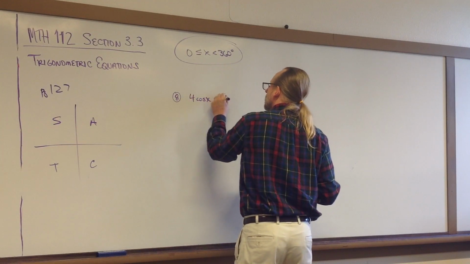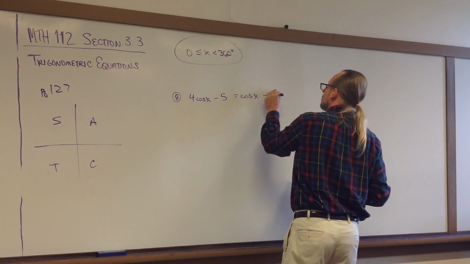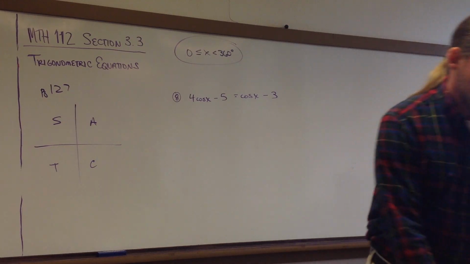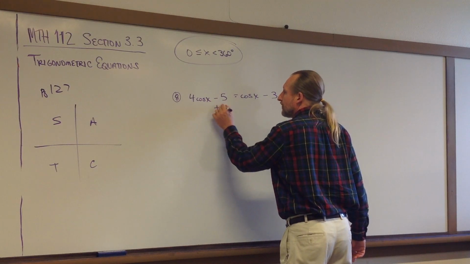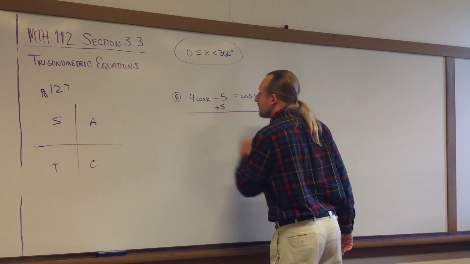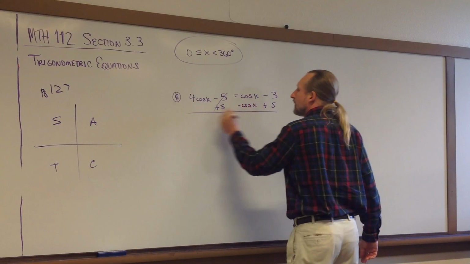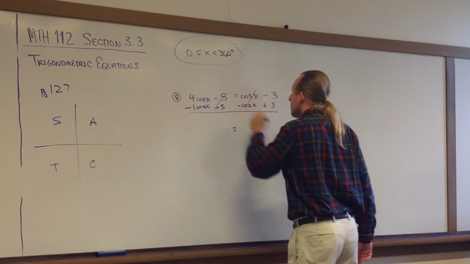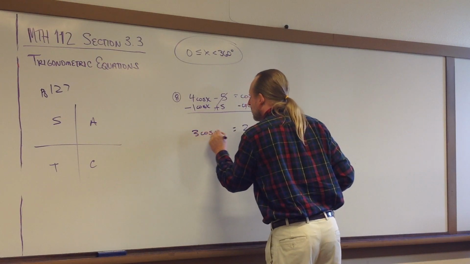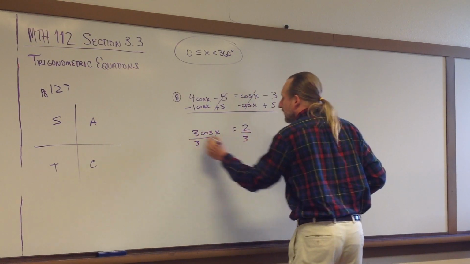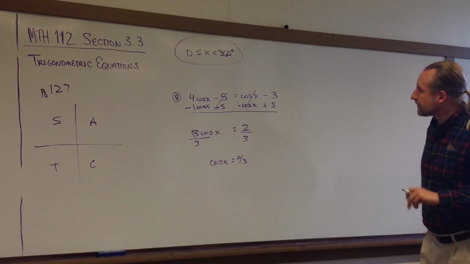Cosine x minus 5 equals cosine x minus 3. All right, so let's collect our cosines together and move the constants to the other side. So those will cancel out. And then I'll subtract 1 cosine x on both sides. So this will be positive 2. Over here, we'll get 3 cosine x, and then divide on both sides by 3. So cosine x is then going to be 2/3.